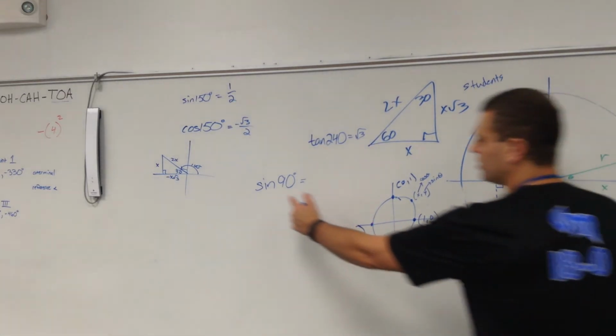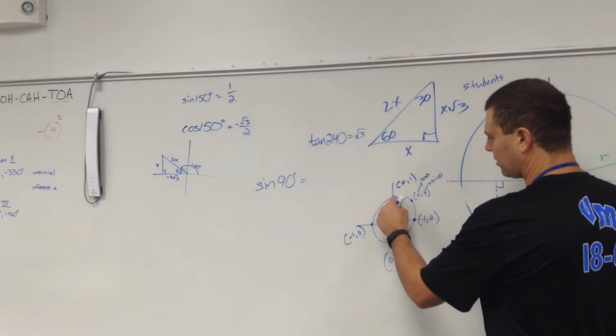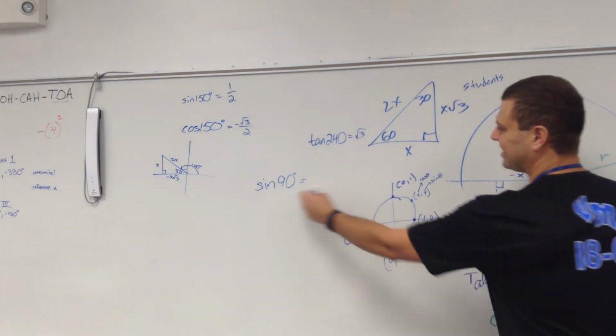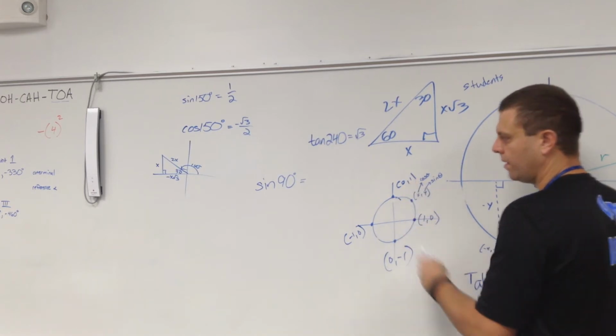So when I ask you for the sine of 90 degrees, here's how I like to think. Go to 90 degrees, that's right here, right? Sine is the y value right here. What's the y value right here? 1. That answers 1.